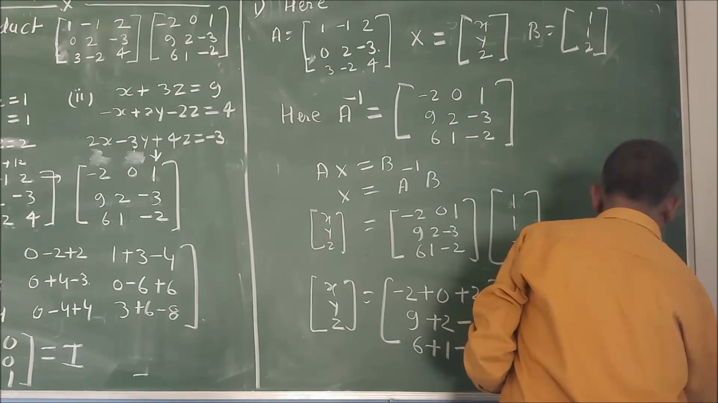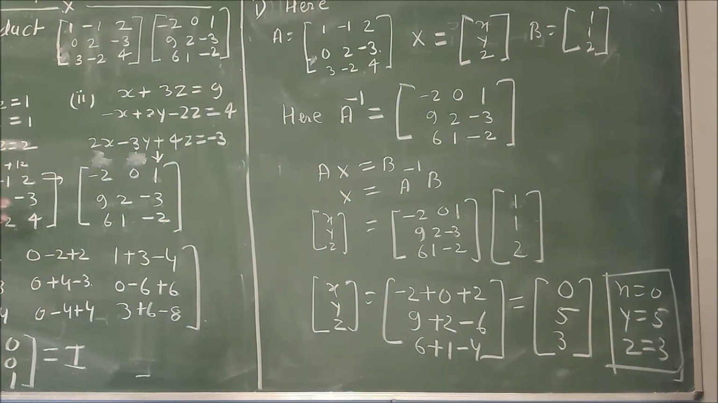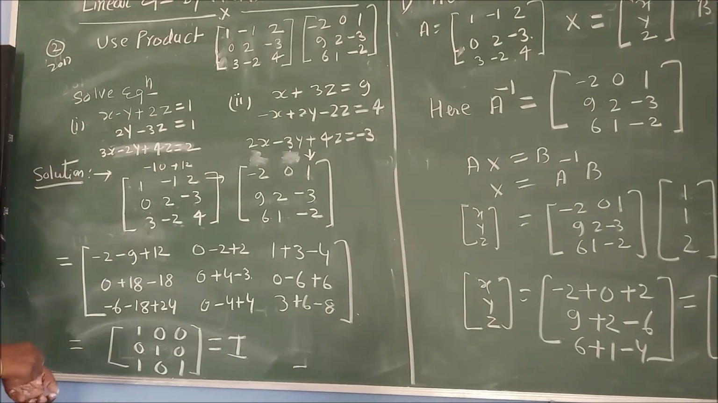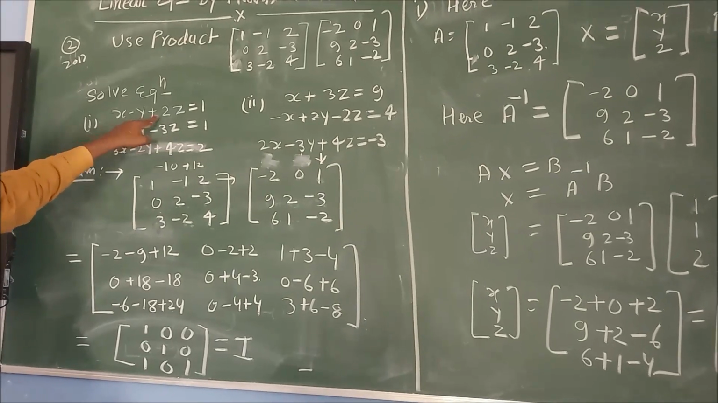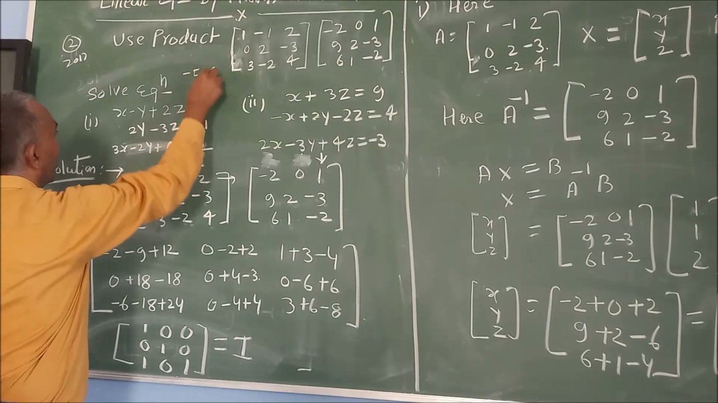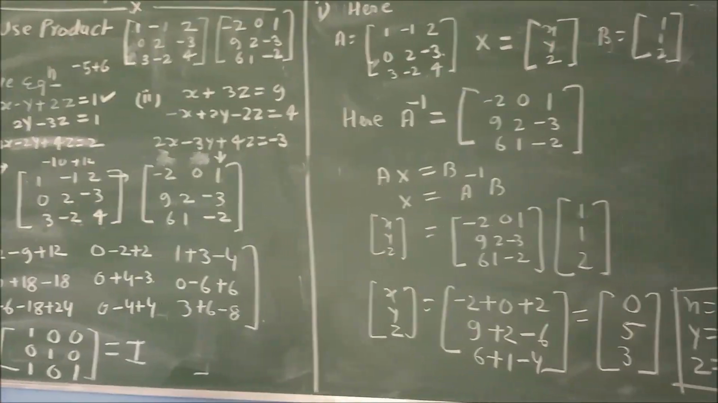X is equal to 0, y is equal to 5, and z is equal to 3. Put this value in any of the equations. Here x minus y plus 2z is equal to 1. So x is your 0 minus y, so this is your minus 5 plus 2z, 3 into 2, 6. So minus 5 plus 6 is equal to 1. So this satisfies the equation. That means our answer is correct.